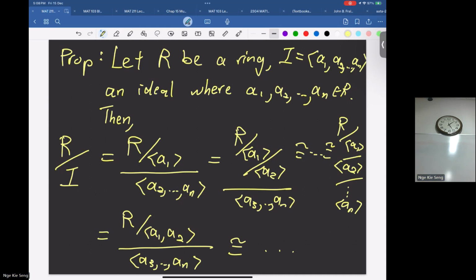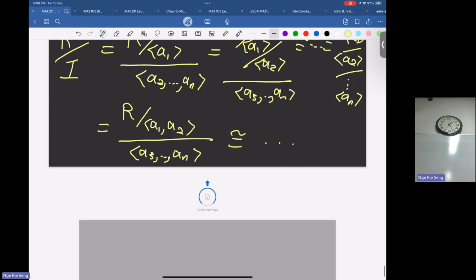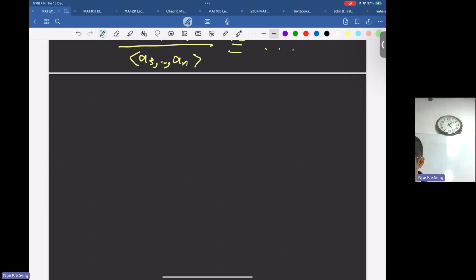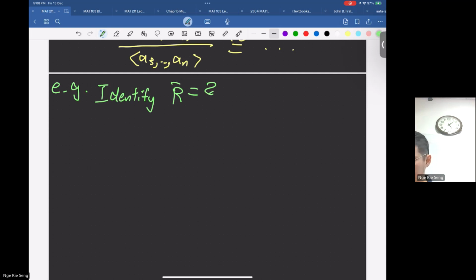Okay, can you get it? One last example and then we can leave. So how do we use this proposition here? Let's try to identify this ring: Z[i] over (i minus 2). Z[i] modulo i minus 2.